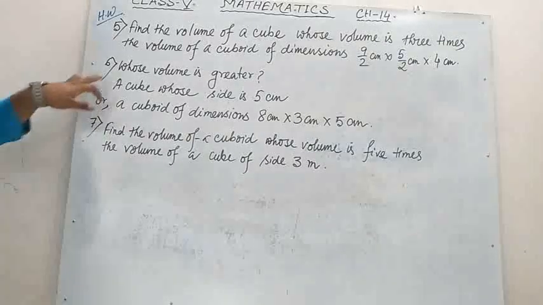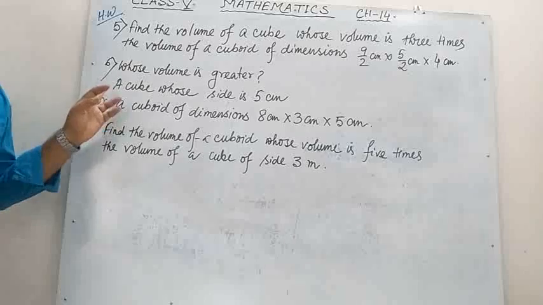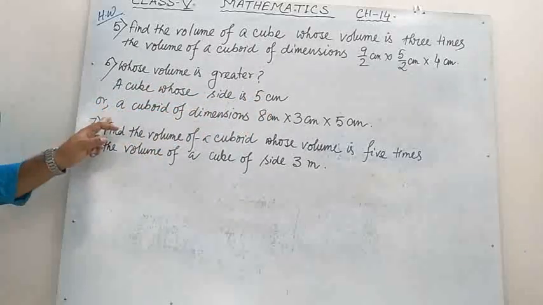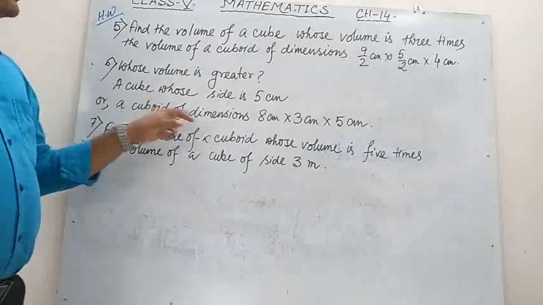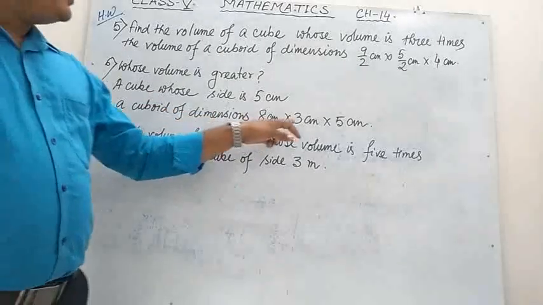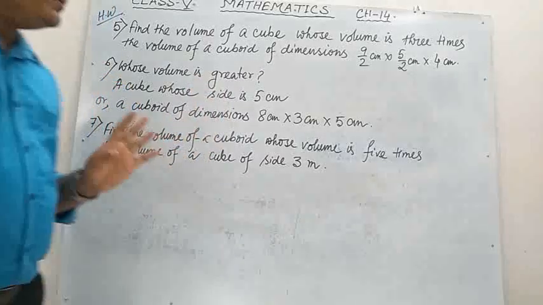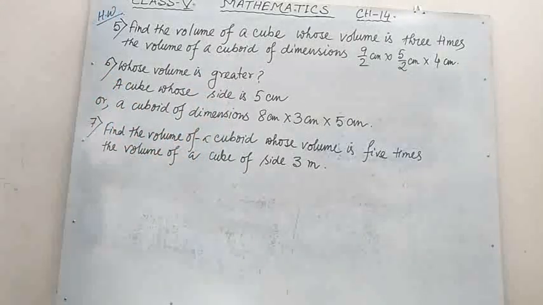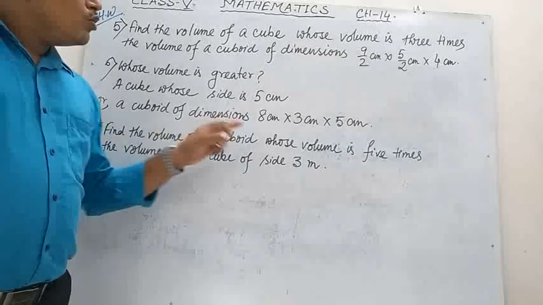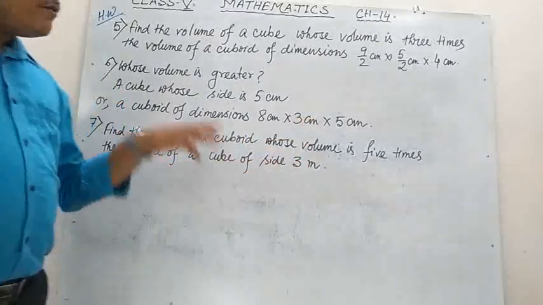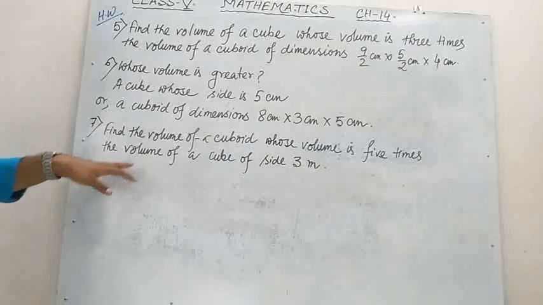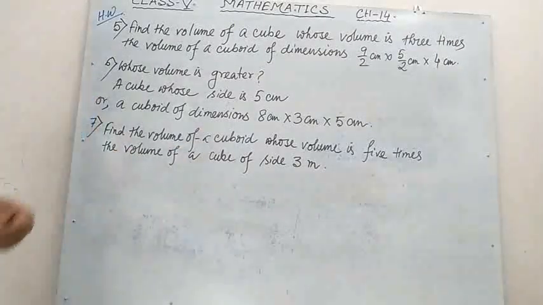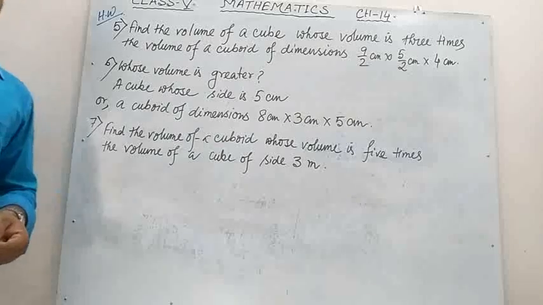Number 6. Whose volume is greater? A cube whose side is 5 centimeter or a cuboid of dimensions 8 centimeter into 3 centimeter into 5 centimeter. Number 7. Find the volume of a cuboid whose volume is 5 times the volume of a cube of side 3 meter. So do this homework in your classwork copy.